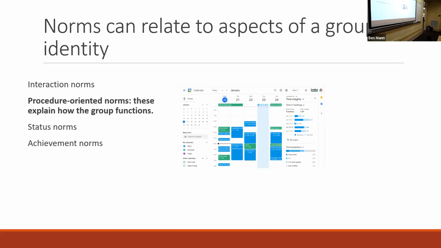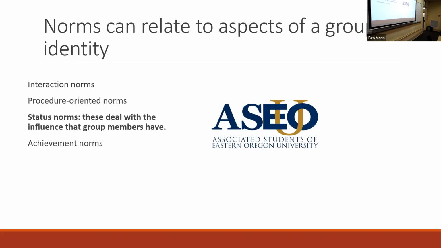Third of all, we have status norms. A good example of this is ASEOU, Associated Students. It has a role of student leadership and governing. There's a president who takes on a student leadership role. There are students who take on a variety of positions at ASEOU, such as treasurer. And this organization is designed to have these different roles and status that members of the group have as well. So status norms deal with the influence that group members have, especially related to each other. What does it mean to have a leadership role in a group as you're participating in the group? What does it mean to communicate with people who have that leadership role as well? What are the expectations of being something like a captain?